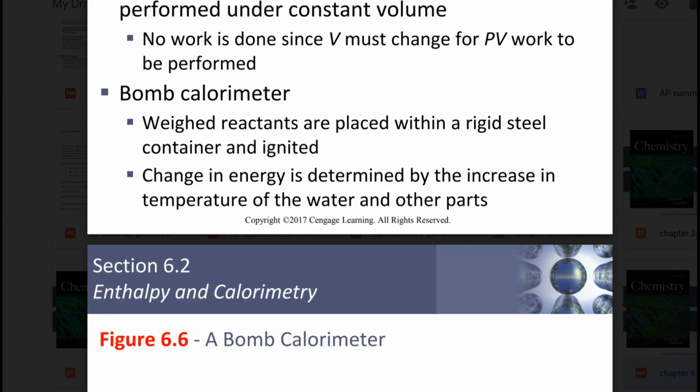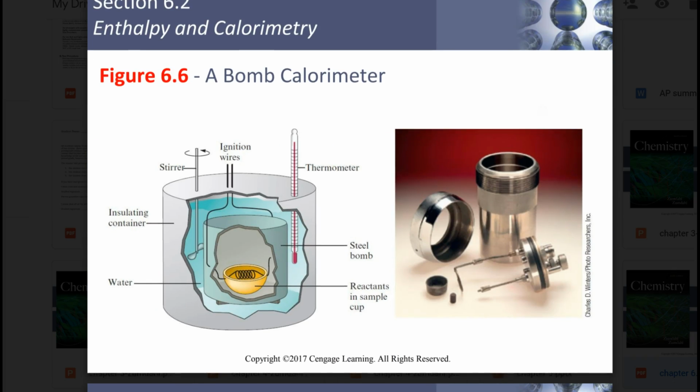Okay, so this is what the bomb calorimeter looks like. Can we make one? No. Alright, so you have ignition wires. You're doing this in a closed container. You're burning this, exploding it, whatever it is you're doing. This is the steel bomb. This is the insulating container.